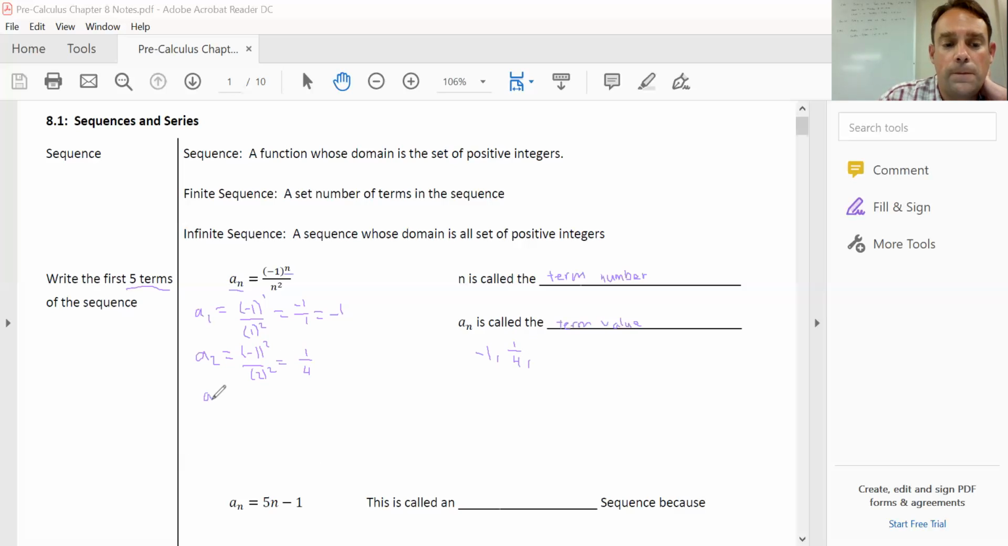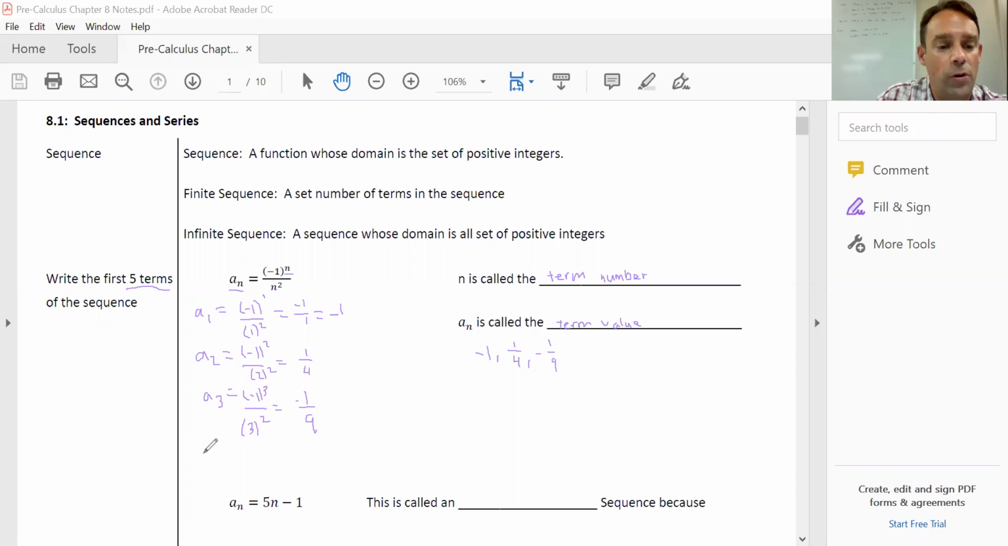A sub 3. So we have -1⁵ and 2 cubed. So -1⁵ is -1, 2 cubed is 8. So that means our third term in our sequence would be -1/8. Oh, I lied. I plugged in the wrong thing, didn't I? Oh my goodness, I just realized that. Let's fix that real quickly here. That should be 3 squared. There we go. How about -1/9? That might be a little bit better.